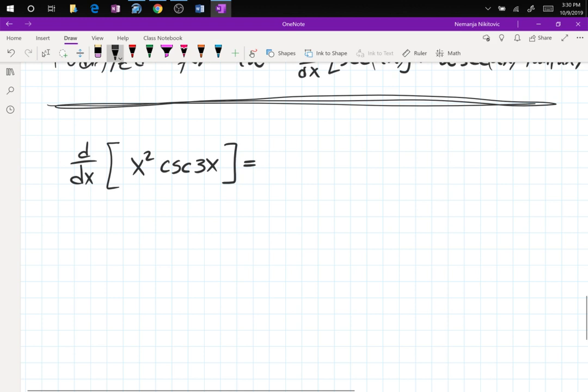What kind of rule do we get to use? Very good, product rule. There is x squared multiplying cosecant, so we get to use the product rule here. And then be careful with that 3x, right? So you have to use the a rule for the cosecant.